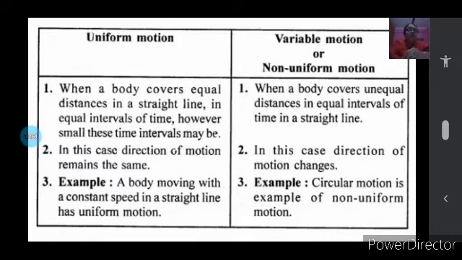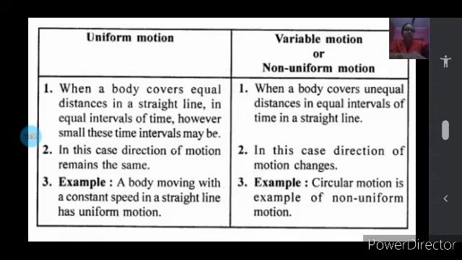Now variable motion, or non-uniform motion. When a body covers unequal distances, unequal meaning not 2 meters, 2 meters, but once 2 meters, then 3 meters, like that, even if it maintains equal intervals of time in a straight line, it is said to be non-uniform motion. In this case, the direction of motion may be changing because it may be zigzagging, as if the car is in heavy traffic, it might be changing, children. That type of motion is called non-uniform motion.